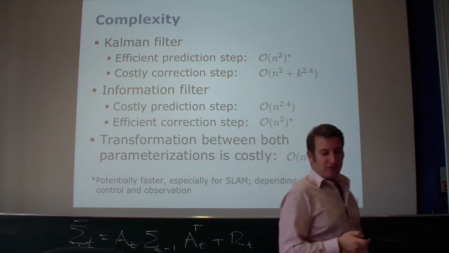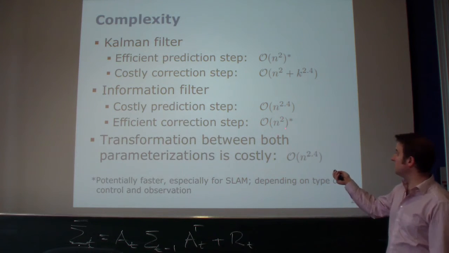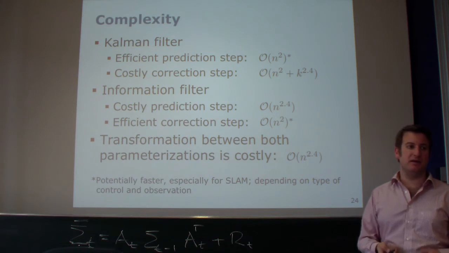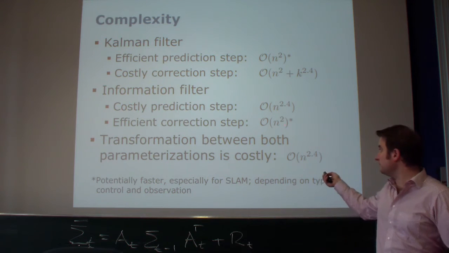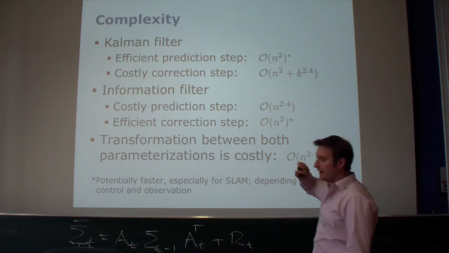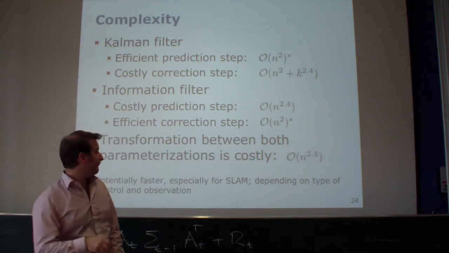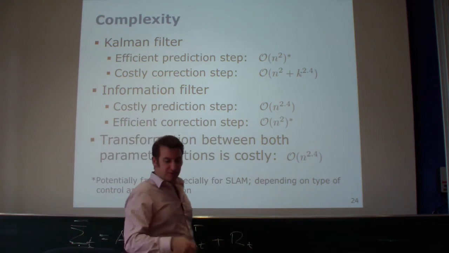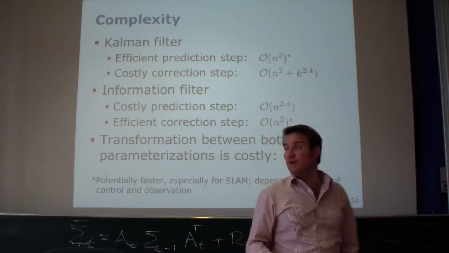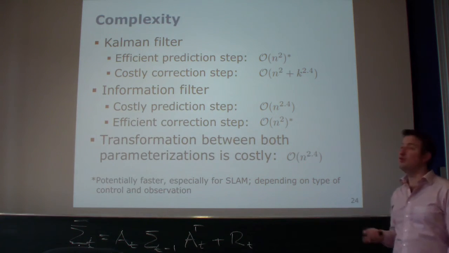The correction step, however, was more efficient. So it was, again, quadratic in the dimensionality. Again, depending on how the control exactly looks, we made it more efficient. And the cost of changing between both representations is actually also cubic in n.